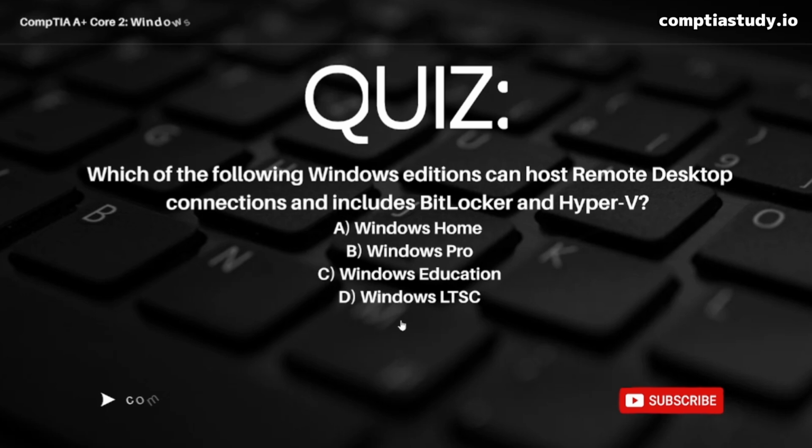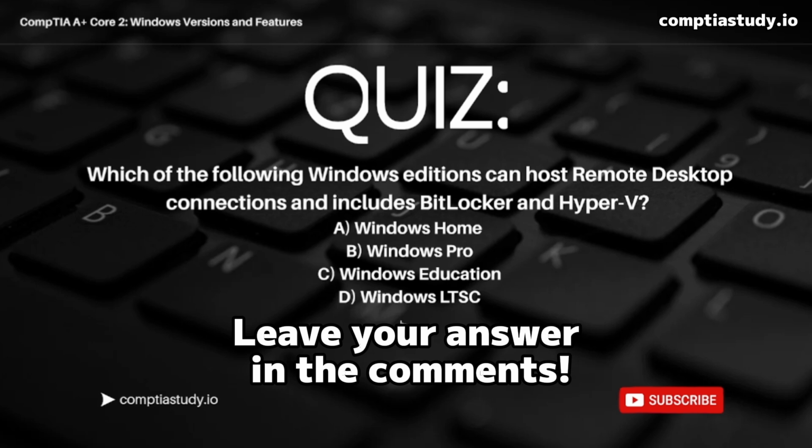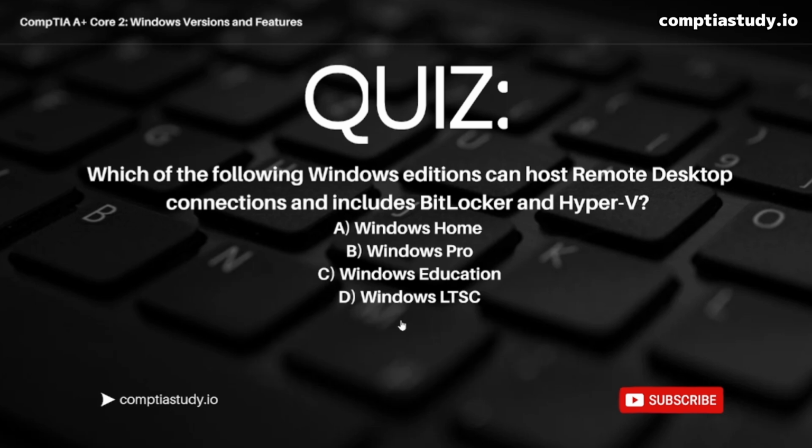And before I let you guys go, we have a little question for you guys. Which of the following Windows editions can host Remote Desktop connections and includes BitLocker and Hyper-V? And if you guys were following along, the answer would be B, Windows Pro. This is the edition that has all these things included in it. This is the edition of Windows that includes all these features by default.